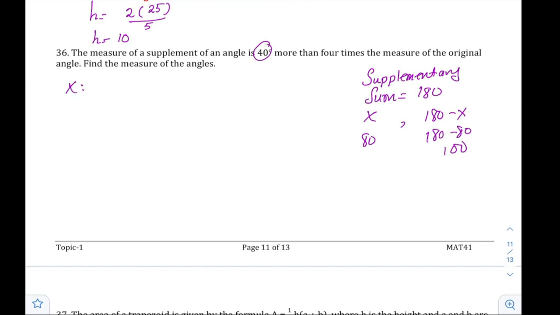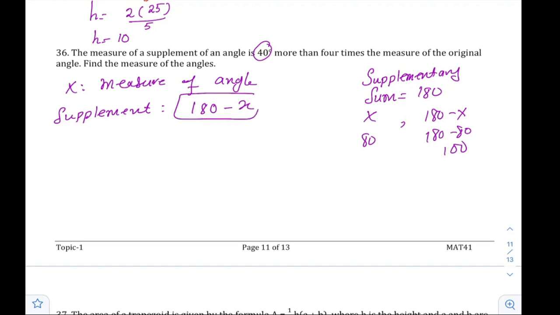So if X is the measure of the original angle, then the supplement will be 180 minus X. This is the supplement, just to see that. So if you know that the measure of the supplement angle, which is this one, 180 minus X, is 40 more than 4 times the measure of the original angle. So it is 4 times the original one, which is X. The most important thing is to write the equation in a proper way. أهم شيء تكتب الإيكويشن صح.